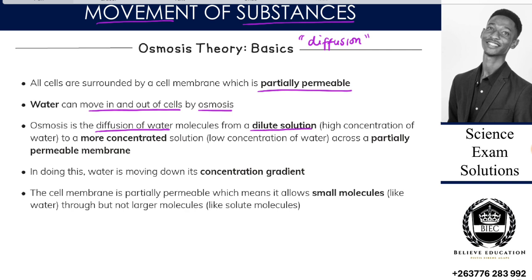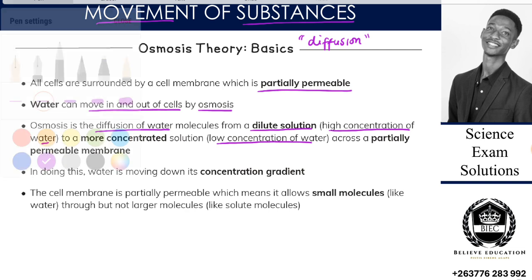So osmosis is the diffusion of water molecules from a dilute solution, a dilute solution being one with a high concentration of water, to a more concentrated solution, which has a low concentration of water, across a partially permeable membrane. So we have about three parts that we must get.